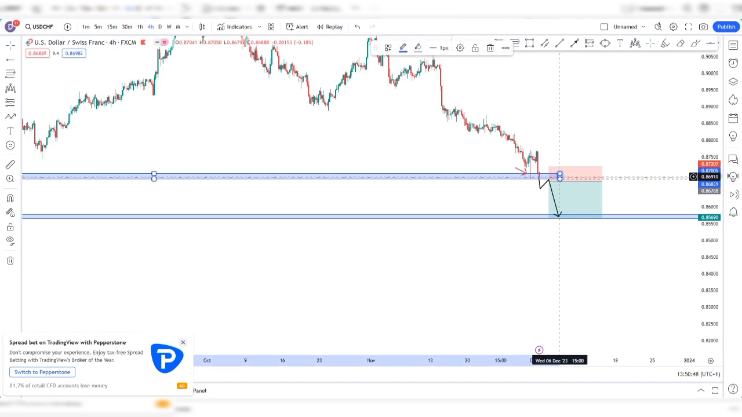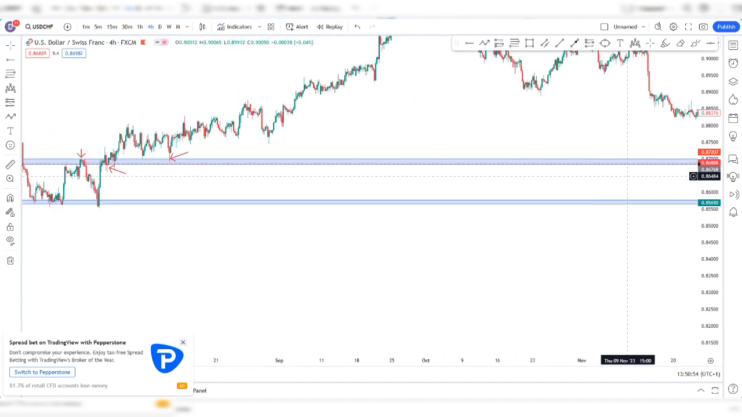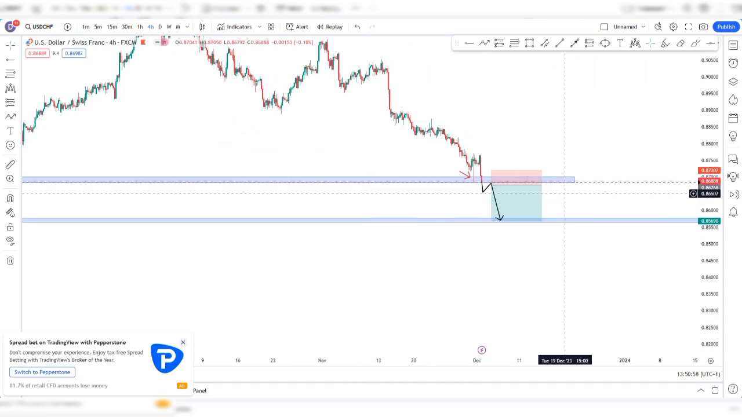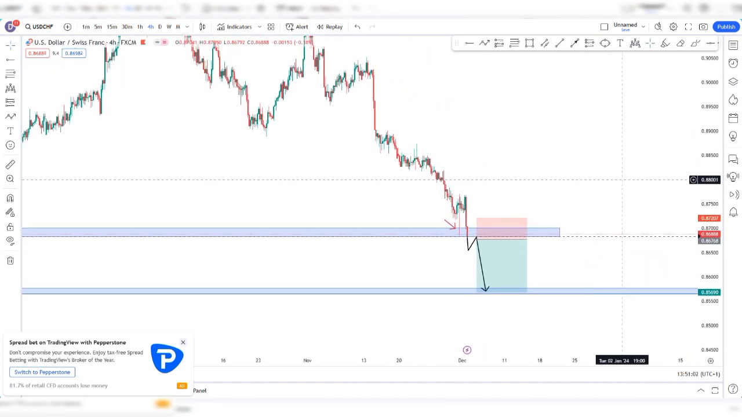If you're looking to trade USD Swiss franc, this is a good opportunity that you can capitalize on for the time being, and that's what I can see on the market. So just make sure that you have very good risk management for this trade. So just like USDCAD, USD Swiss franc is also a sell for me.